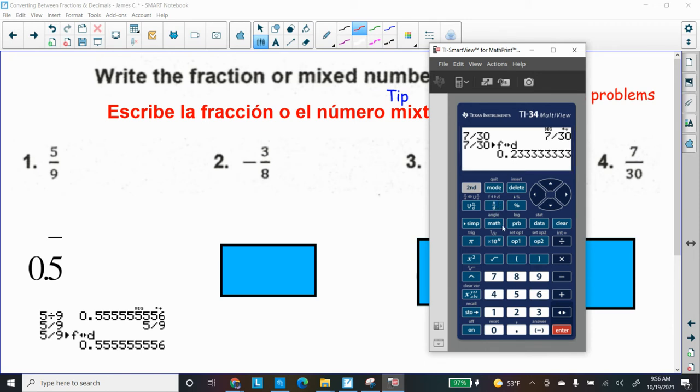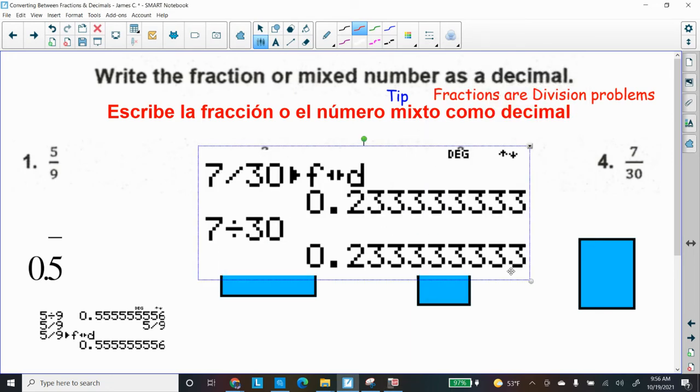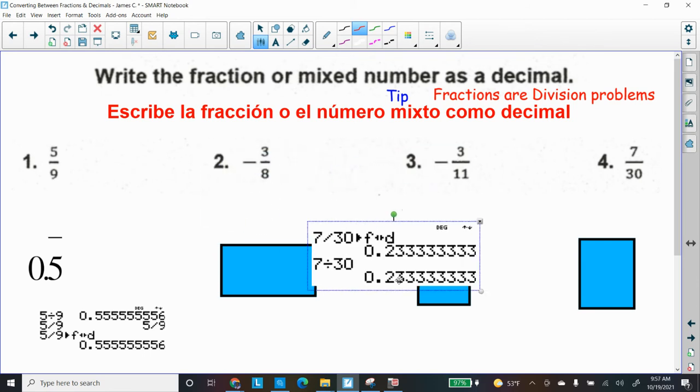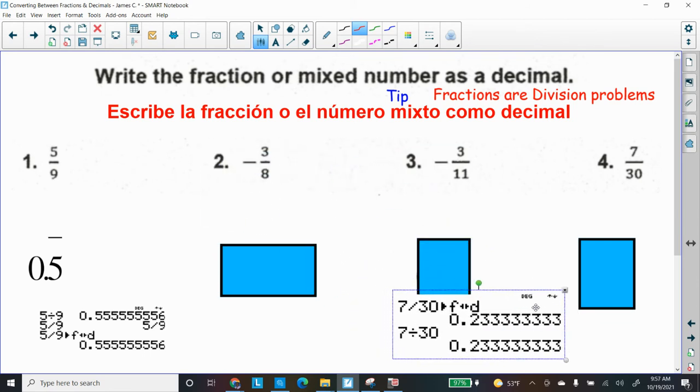Now, Dr. Rob said his tip was just take the numerator, press divide by the denominator, and you'll get the same thing. Look at that. That's true. So I get 0.2 with a lot of 3's repeating. So I just have 0.2 with a line over the 3. And there it is, 0.2 with a line over the 3.